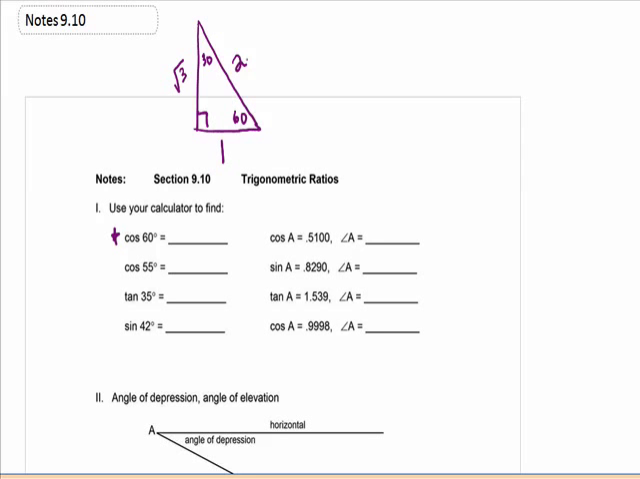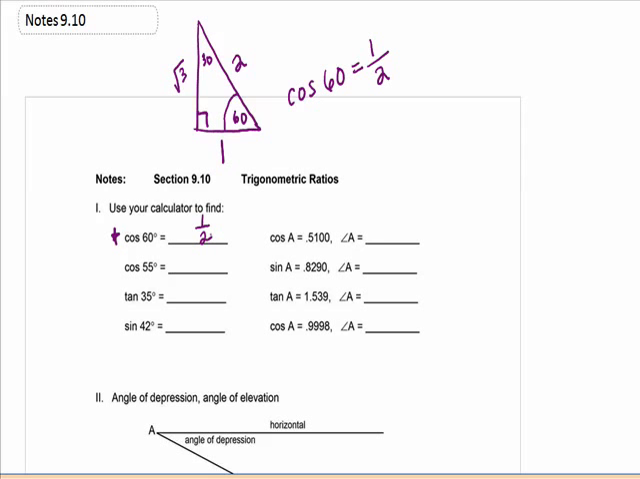Nice. Well, this example is asking us to find the cosine of 60. So, relative to the 60-degree angle, which side would be the adjacent side? 1. So we could say that the cosine of 60 is equal to 1 over the hypotenuse, 2. So we know that the cosine of 60 is 1/2.